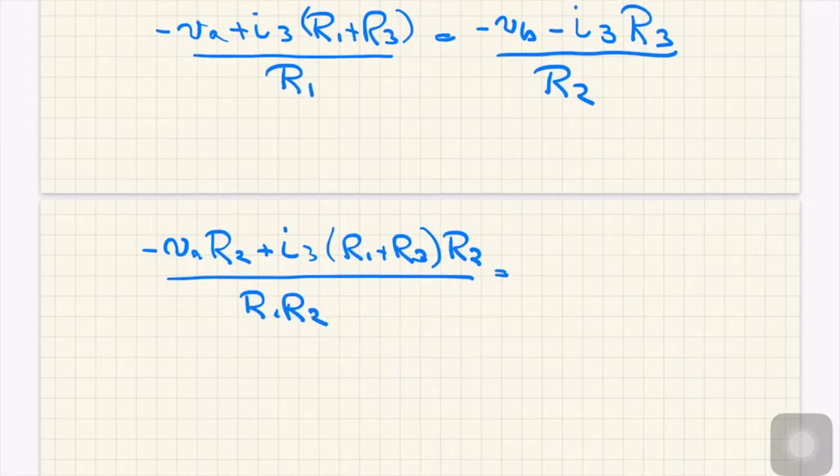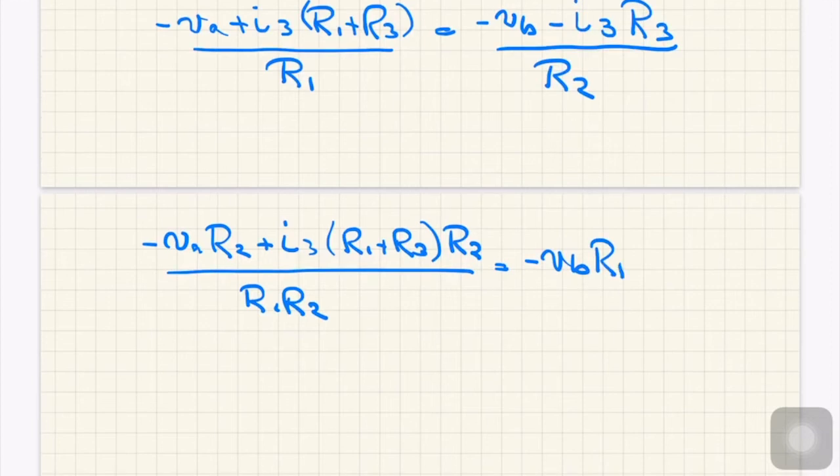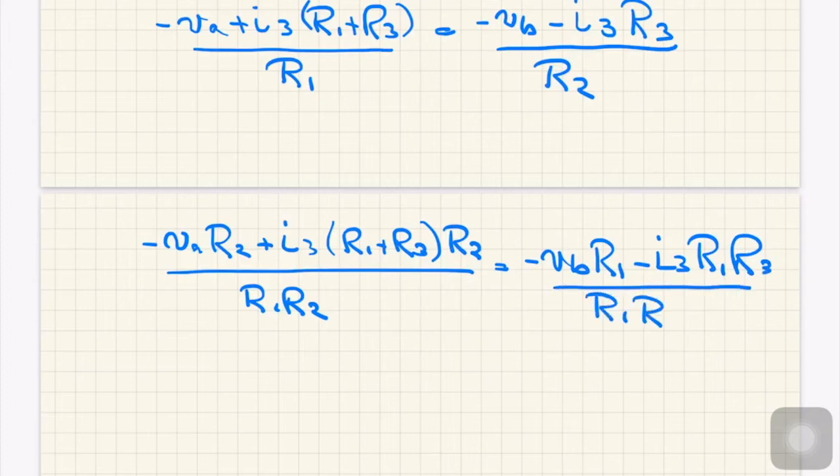And that's going to be equal to, now the right-hand side I'm going to multiply by R1 over R1, which is the same as multiplying by 1. And I'm going to say minus VB R1 minus I3 R1 R3 over R1 R2. So it's a simple algebraic step. Now of course I have the same denominator, so I can set the numerators equal to each other and start to look for ways to clean this up.